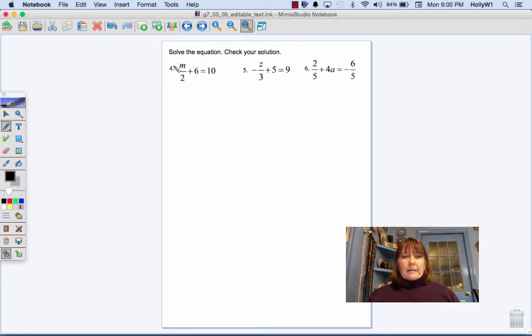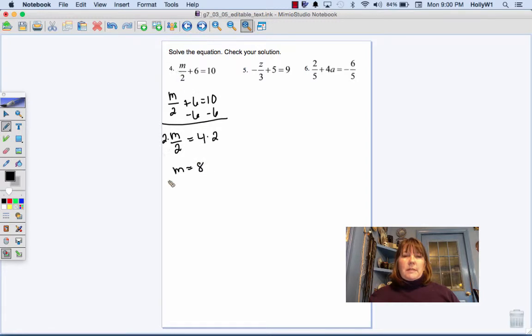So hi, welcome back. M divided by 2 plus 6 is equal to 10. The first thing we're going to do is subtract 6 from both sides. Get rid of the 6. Remember, you always do the addition or subtraction first. So we end up with m divided by 2 is equal to 4. I'm going to multiply both sides by 2, these cancel out, and I end up with m is equal to 8.